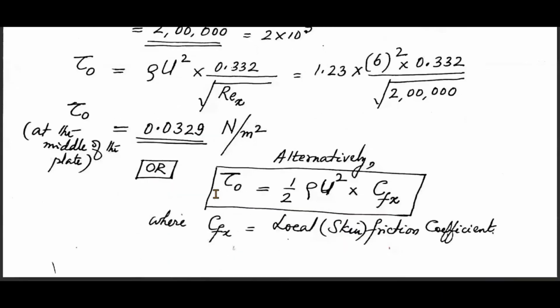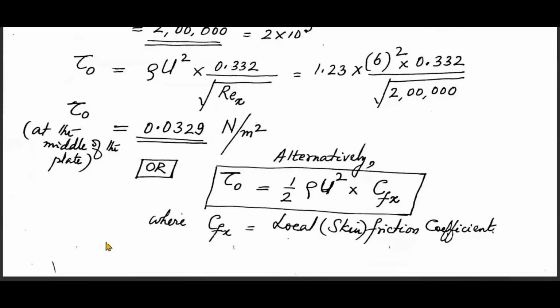There is another way of finding this, because if you want to find the local skin friction coefficient, then with the equation I told you during the morning session, tau 0 can alternately be found as half into rho u square into Cfx.